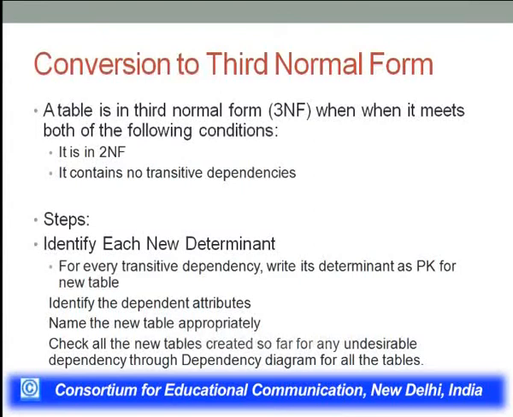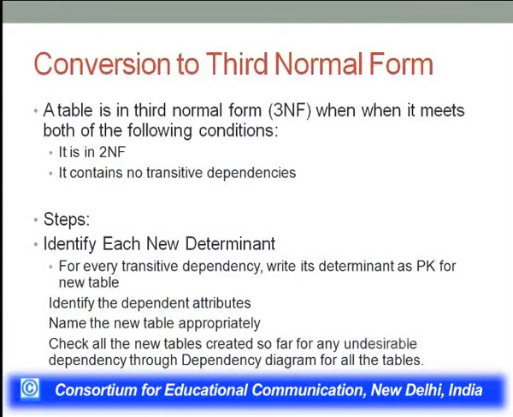Now, we will look at the third normal form. After we have removed the partial dependency, identified the primary key, removed the null values and removed the repeating groups, our table now qualifies to come in the third normal form. For a table to be in the third normal form, it is supposed to be in the second normal form and it contains no transitive dependencies.